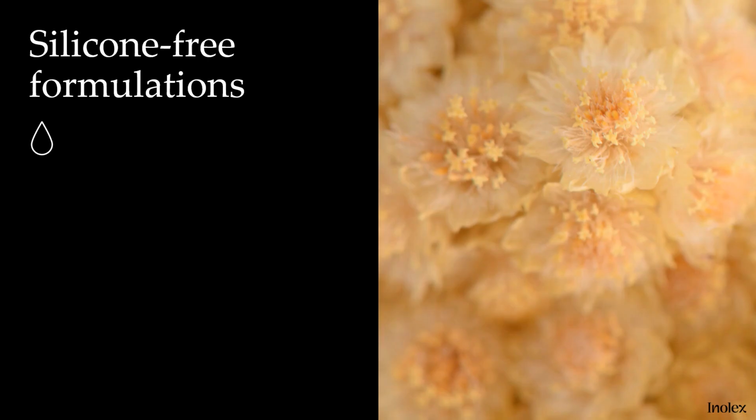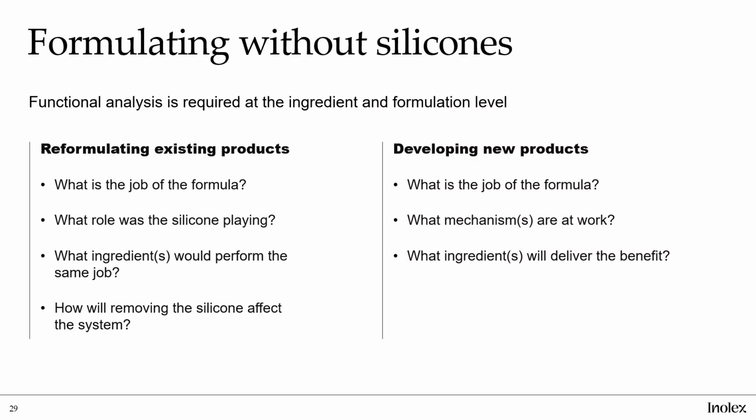Now that we've talked about alternatives at the ingredient level and how we identify suitable alternatives, we'll talk a little bit about silicone-free formulations. When attempting to formulate without silicones, perhaps the most important question to ask yourself is, what is the job of the formula? This is something that I call functional analysis. If we ask ourselves what the job of the formula is, we can then take a step back and go to deeper levels and understand what's going to be required both at the ingredient level and at the formulation level to do the job that the product is intended for.